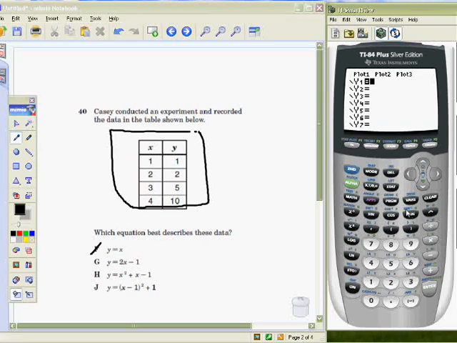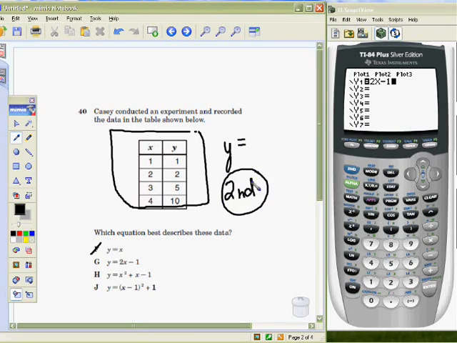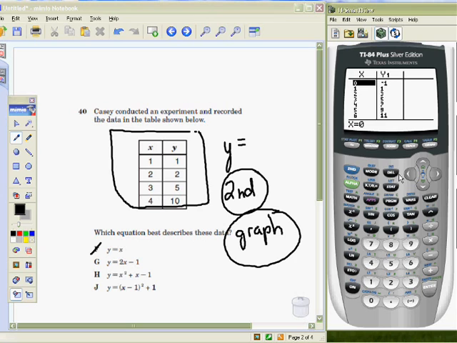Go back to y equals, clear that choice out, and let's try choice G, 2x minus 1. Remember, I am using the function, I'm using y equals, and then I'm hitting the key second and graph. You want to write this down and keep it in your notes so you can go back to it. And this takes me to my table, which is also a t-chart. Let's examine this. 1, 1, good. 2, 3, nope, won't work.